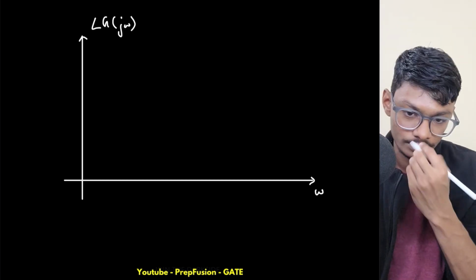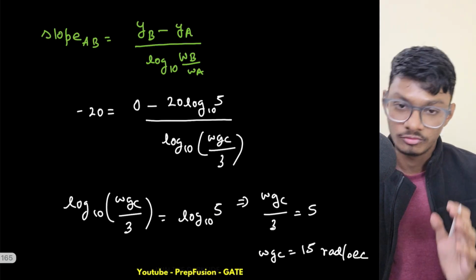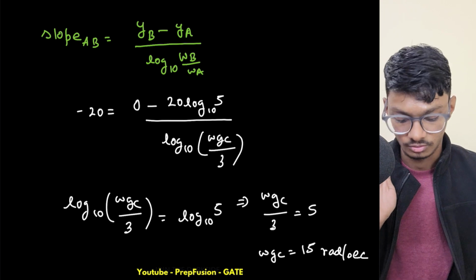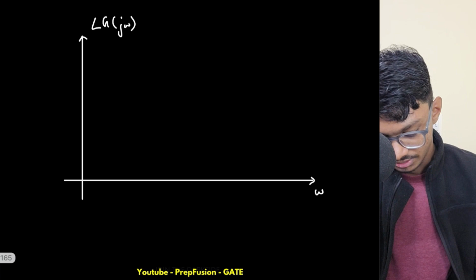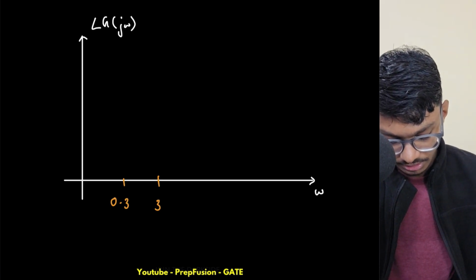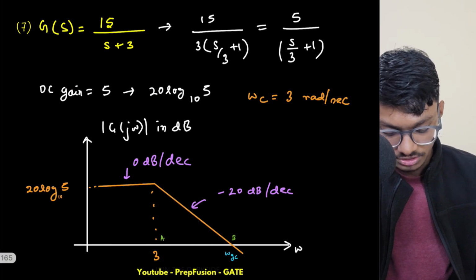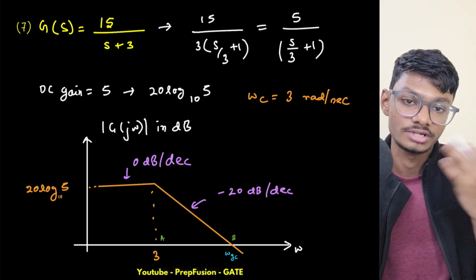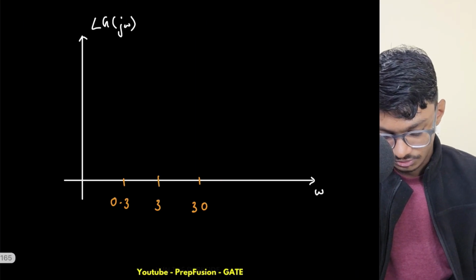J omega. So what is the condition for phase? The condition for phase is simply that we have to draw for 10 times before the corner frequency and 10 times after the corner frequency. So what is my corner frequency? The corner frequency is this 3 radian per second. So 3 radian per second will lie here, with 10 times before this and 10 times after this. At omega goes to 0, obviously this gives 0 phase, since this is positive. At omega goes to infinity, this is dominating, so this will give me minus 90 phase. So it will be something like this.